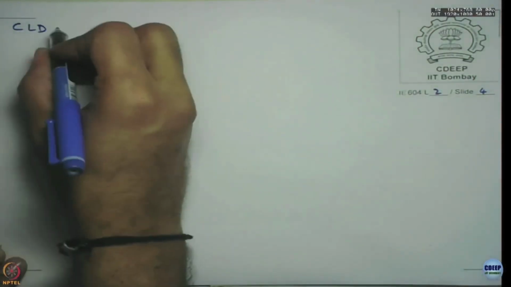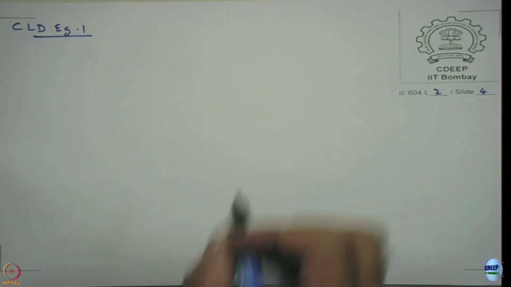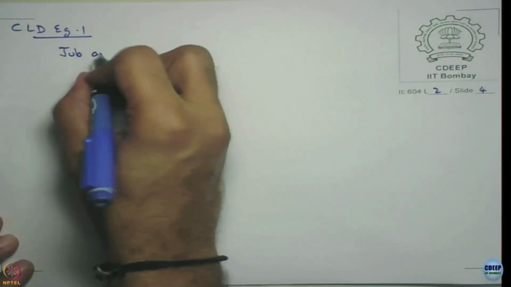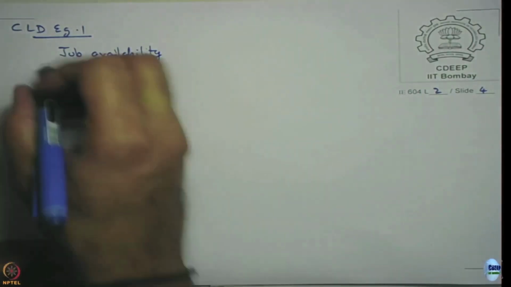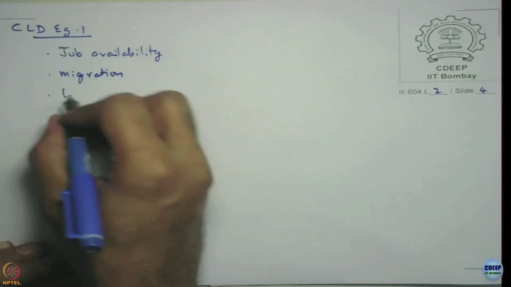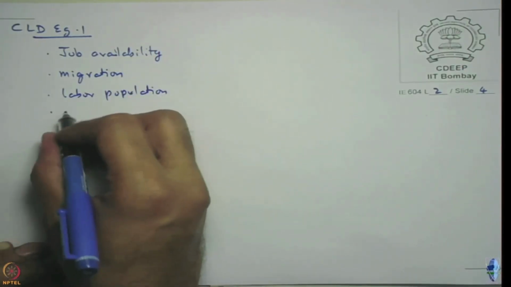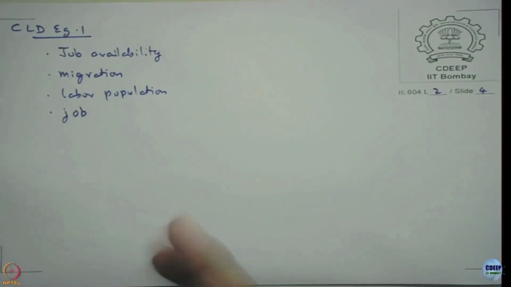Let us take it as CLD example 1. So, we can identify some variables: job availability, migration, labor population and jobs. These are 4 variables we identified. Using this, let us create our first causal loop. So, let us create the links.